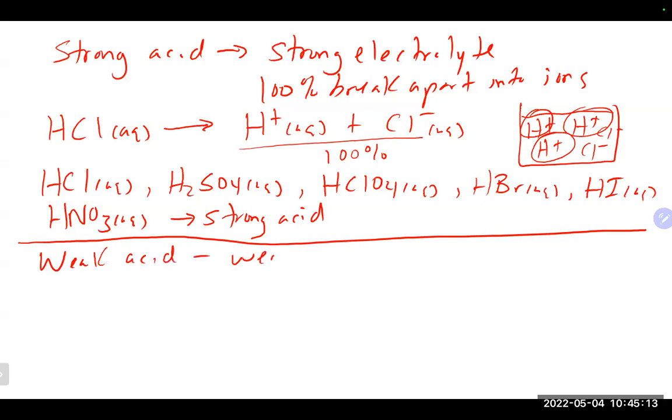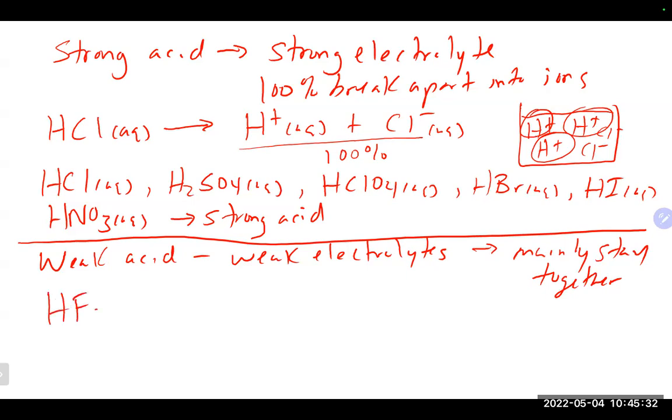much like we talked about when we talked about weak electrolytes, they mainly stay together. But they are able to produce a little bit of ions. So HF is, again, an example of a weak acid. When it breaks apart in solution, it does break apart into H plus and F minus.